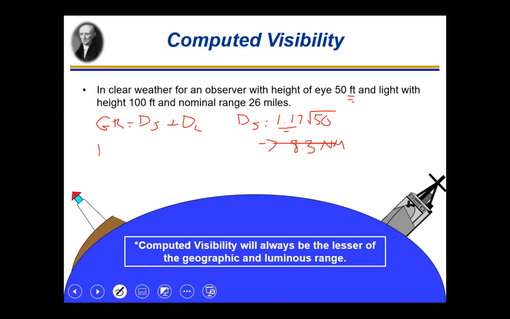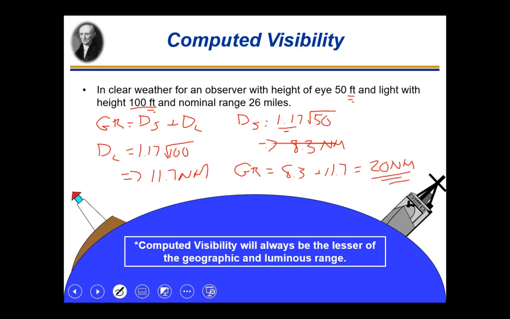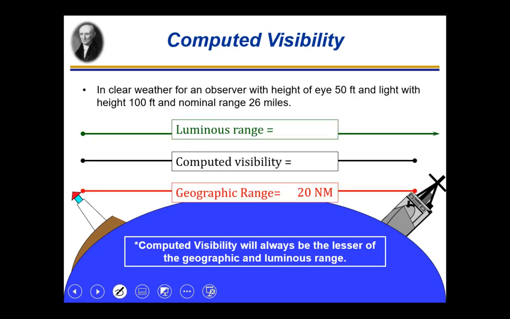Next, we need to do the horizon distance of the light. Same formula, 1.17 times the square root, in this case, 100. Right, so 100 feet. And again, units are good. They check out. When you plug that into your calculator, you're going to get a value of 11.7 nautical miles. Now, to get geographic range, again, it's the sum of both those horizon distances. So we'll get 8.3 plus 11.7. Geographic range, 20 nautical miles. Okay, so we've solved for geographic range. We're good to go on that. Geographic range, 20 nautical miles.